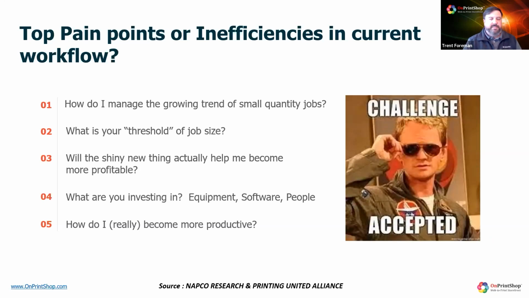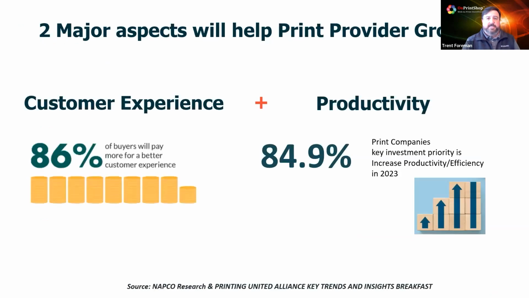Because really, like number 5, that's the question everybody's asking. How do I become more productive? I need more orders in and more orders out the door in as efficient and as little time as I can get. And that's really where 2 major aspects come into play. You really talk about customer experience and productivity, because they really do go hand in hand. So if your customer experience is really good, you hate to call it the Amazon effect, but that's what it's become.